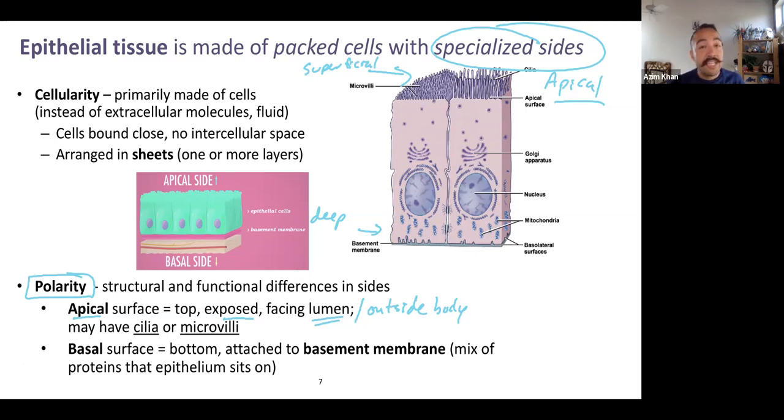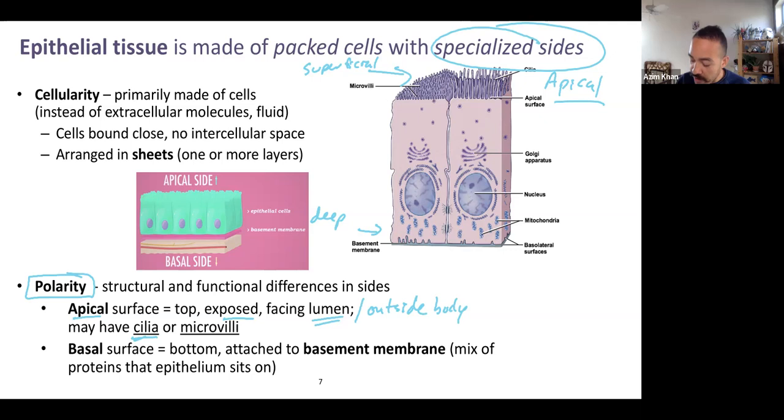We've talked about cilia before. You can find cilia on the apical side. If you're going to sweep up mucus or sweep an egg towards the uterus in the uterine tube, that is an example of something you could find on the apical side. Not all cells have this, but these ones do.